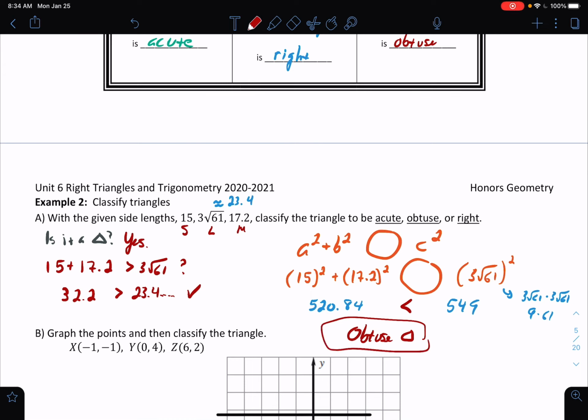Based off its side lengths, since all the side lengths are different, we could also say that this is scalene. But I know it just wanted the angle classification, which would be an obtuse triangle. So that's the two-step process. Is it a triangle? If it is, then you can move on to see what type of triangle it is based off its angles.